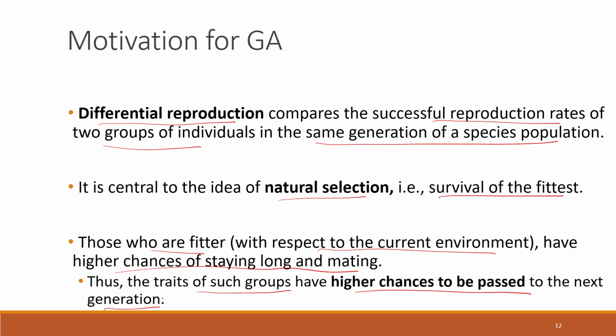Okay, and because of that diversity, we are able to get various kinds of solutions which might not be possible if we just stick to the solutions that we started with in the algorithm. So this will become clearer as we move forward.